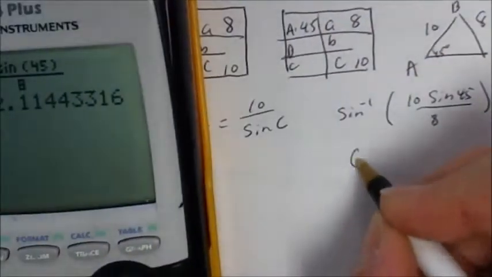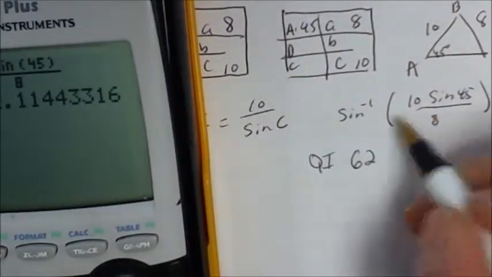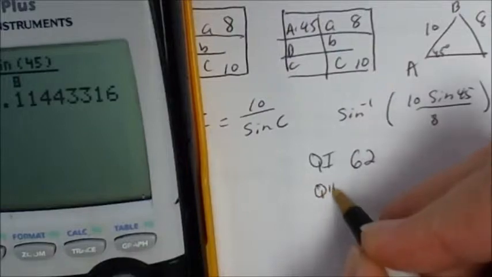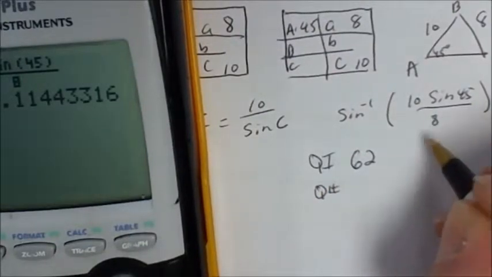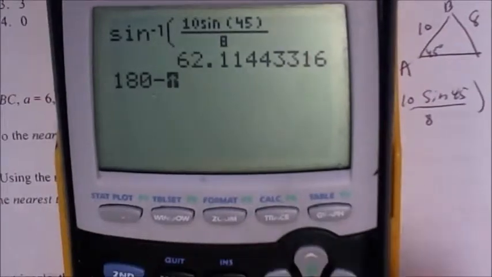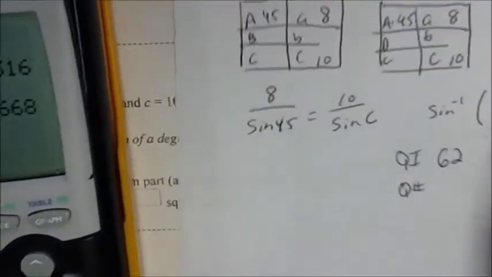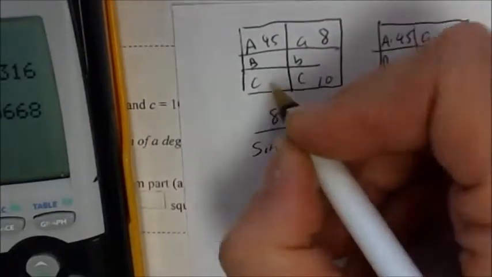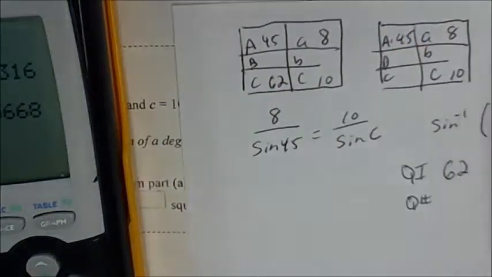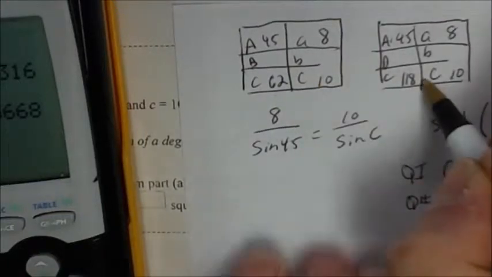So 62 degrees is our quadrant 1 answer, but sine can also be positive in quadrant 2. This is a positive number. So in quadrant 2, our angle would be 180 minus that 62 degrees, which is 118 degrees. So in the first box, we put 62 degrees. In the second box, we put 118 degrees. This is the quadrant 1, quadrant 2 box.